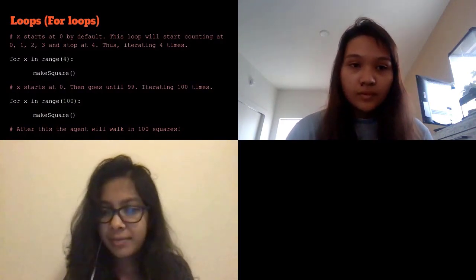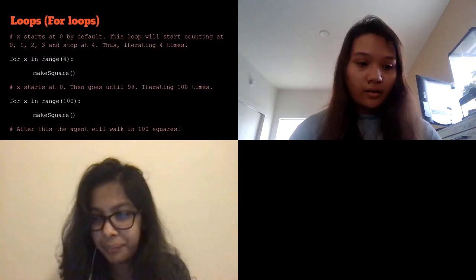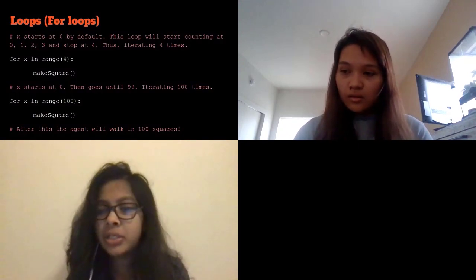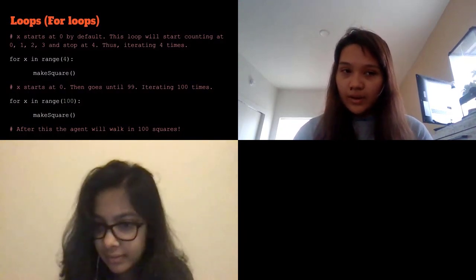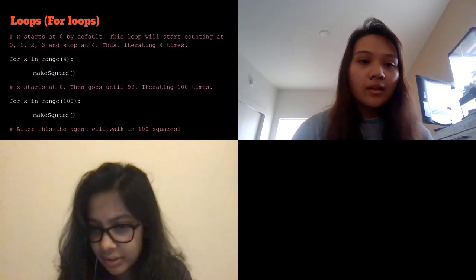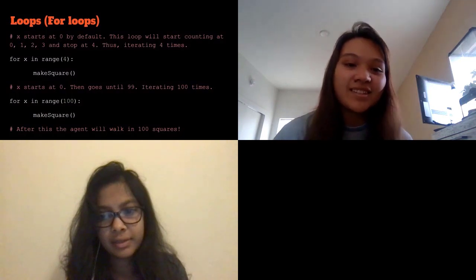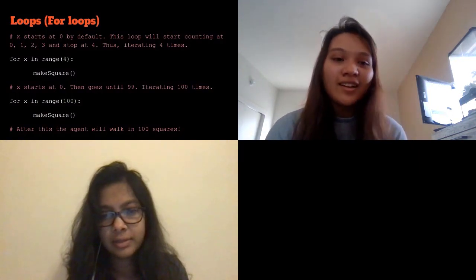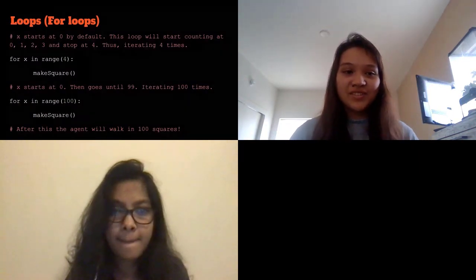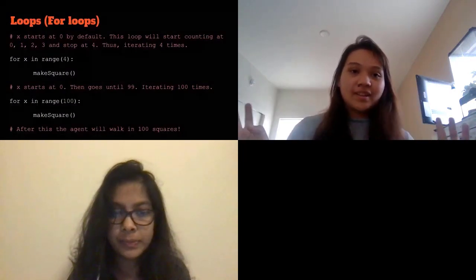Sorry to interrupt. We have an error. Okay. It says make square not defined. Make square. Oh, okay. So in this for loop, you don't actually have to type this. This isn't for the number guessing game. This is just so I can show you what for loops look like.